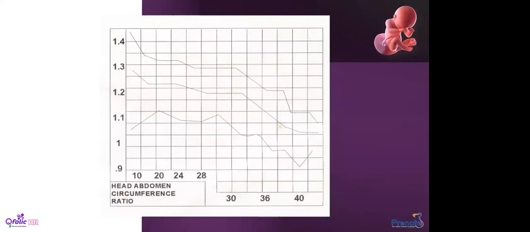You can see here that the ratio near term is usually 1.1 or near 1. But if the ratio is increased, it means the head is growing faster or more than the abdominal circumference, the ratio increases. And this shows asymmetrical growth restriction. We can also predict asymmetrical IUGR by just looking at this chart.